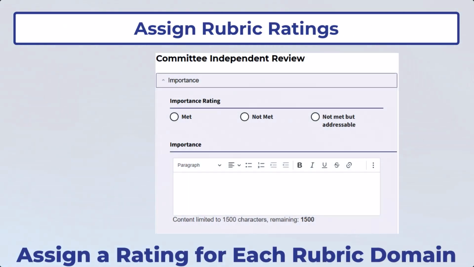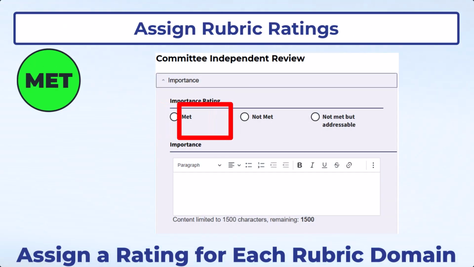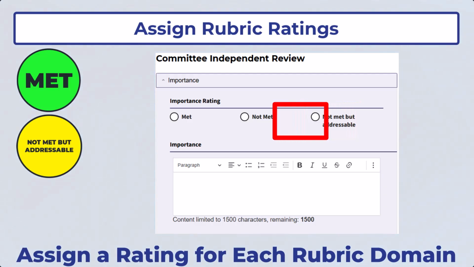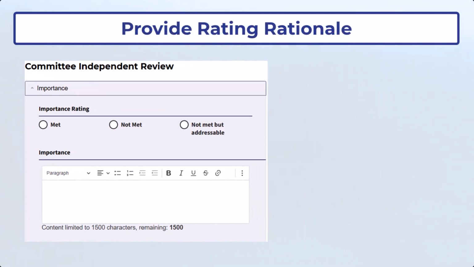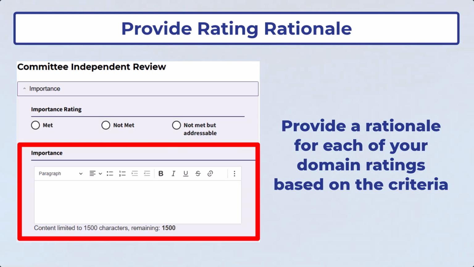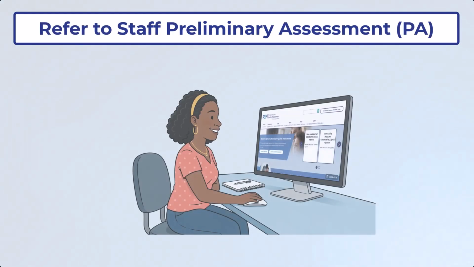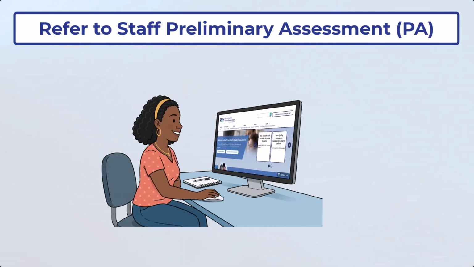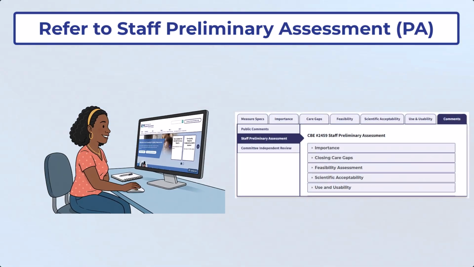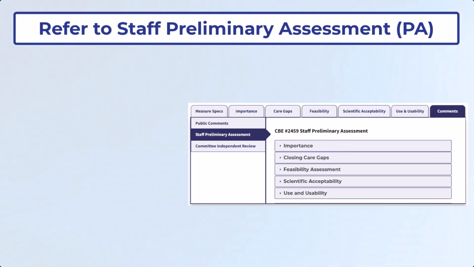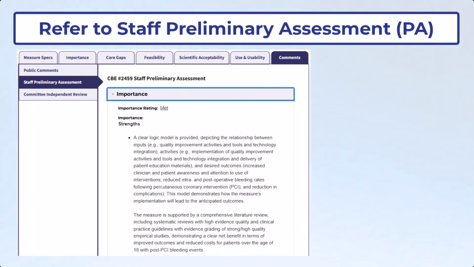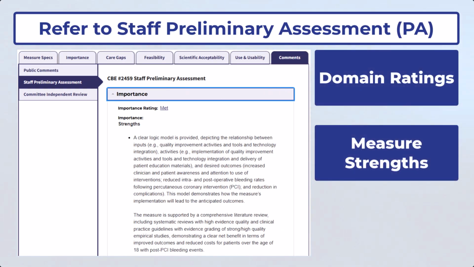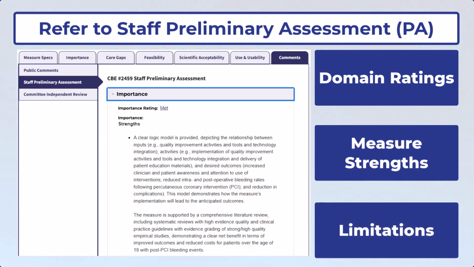You must also assign a rating of met, not met but addressable, or not met for each domain of the rubric. Lastly, you will also provide a rationale for each of your domain ratings based on the evaluation criteria. To help during your review, you can refer to the E&M Staff Preliminary Assessment, which is also available on the STAR. This contains the Battelle staff's review of the measure and includes domain ratings, measure strengths, and limitations.